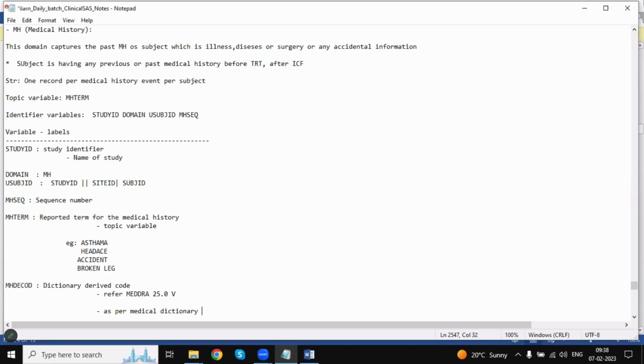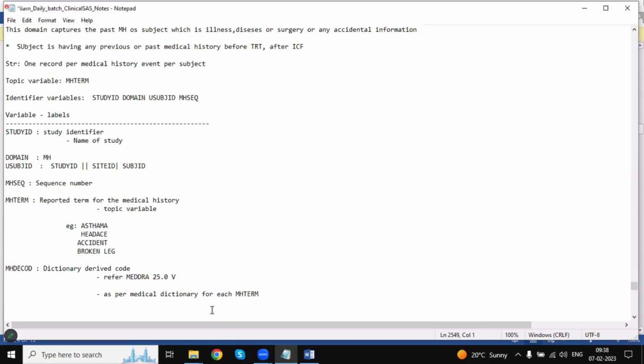For each MH term, you have to capture the names in MH term. For each MH term, as per the medical dictionary, the coded values will be captured in the MHD code variable.